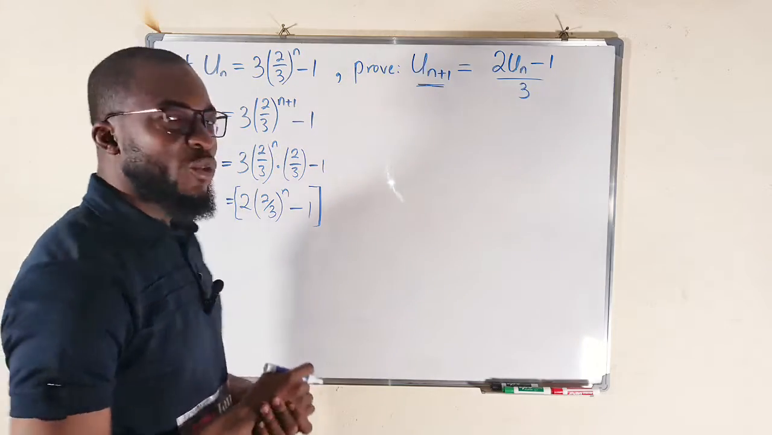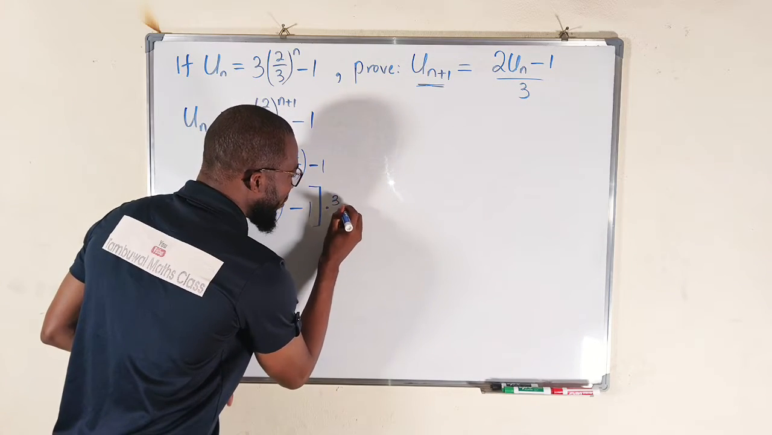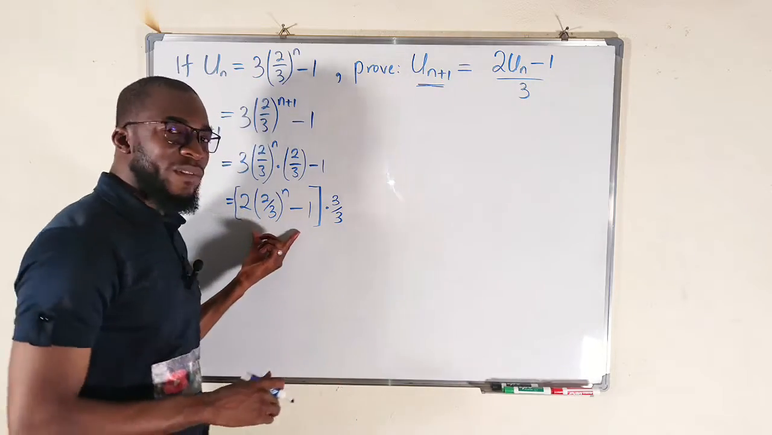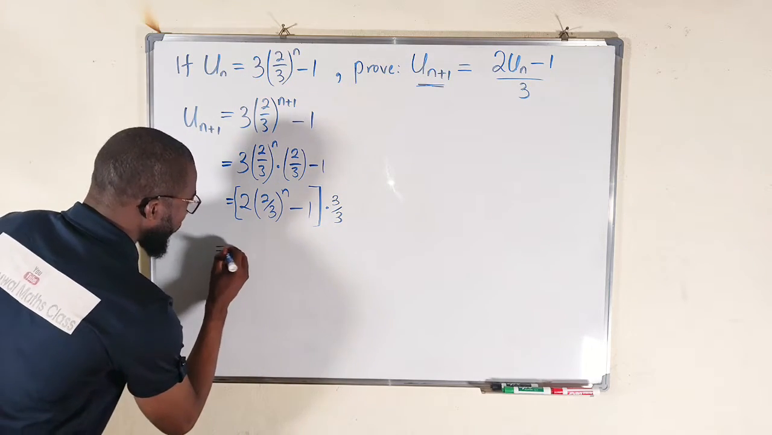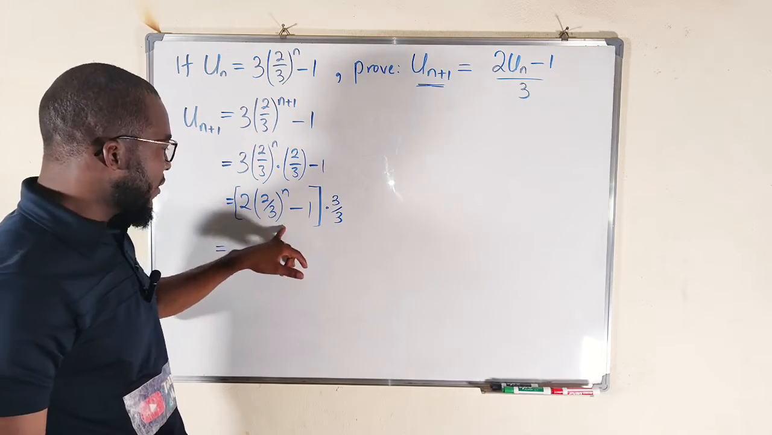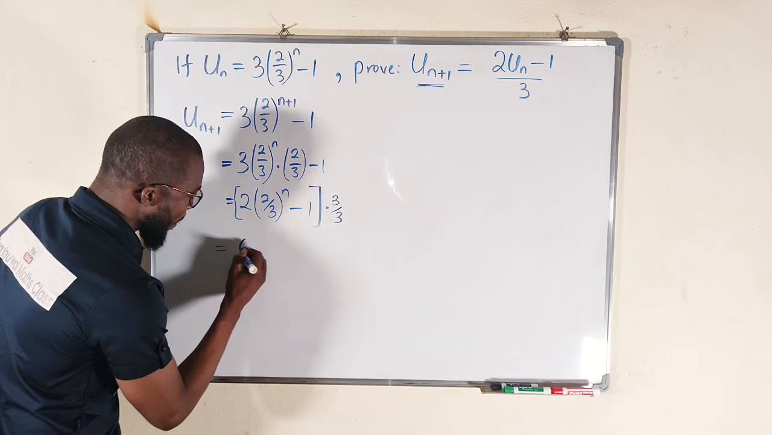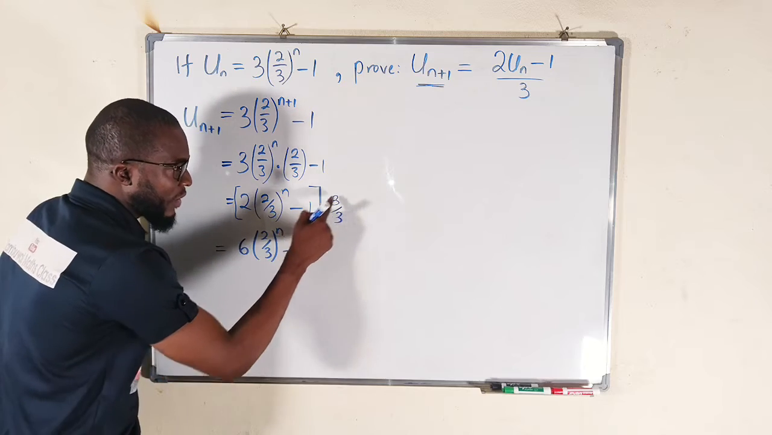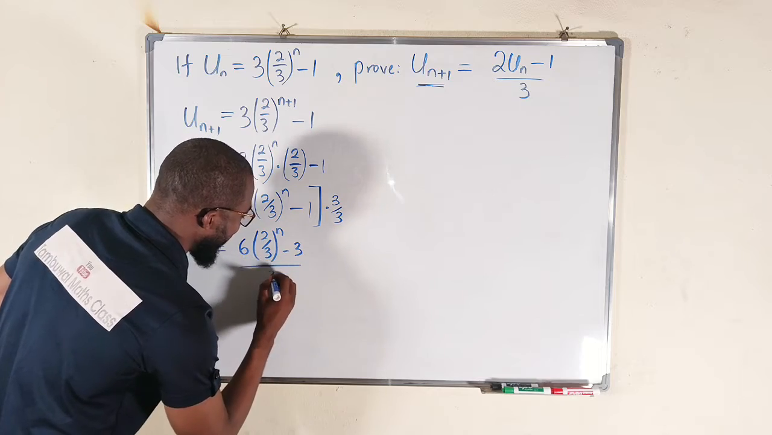Whatever expression you multiply by 1, it remains the same. So if I multiply this by 3 divided by 3, which is the same thing as 1, it's like we are multiplying the whole expression by 1, which will not change anything. I can use the numerator to distribute over this expression and leave 3 as our denominator. So 3 times 2 will give us 6, multiplied by (2/3) to the power of n minus 1, and 3 times 1 is 3. Then the whole of this divided by 3.